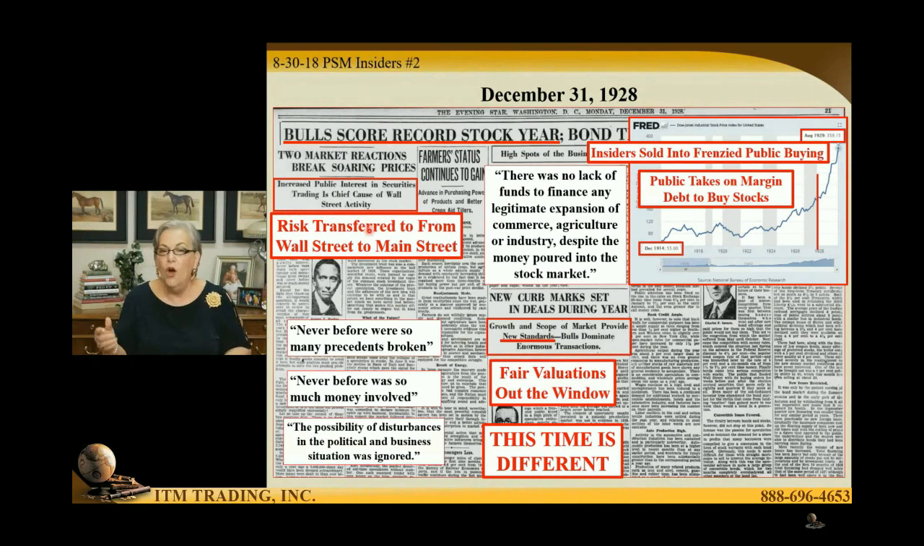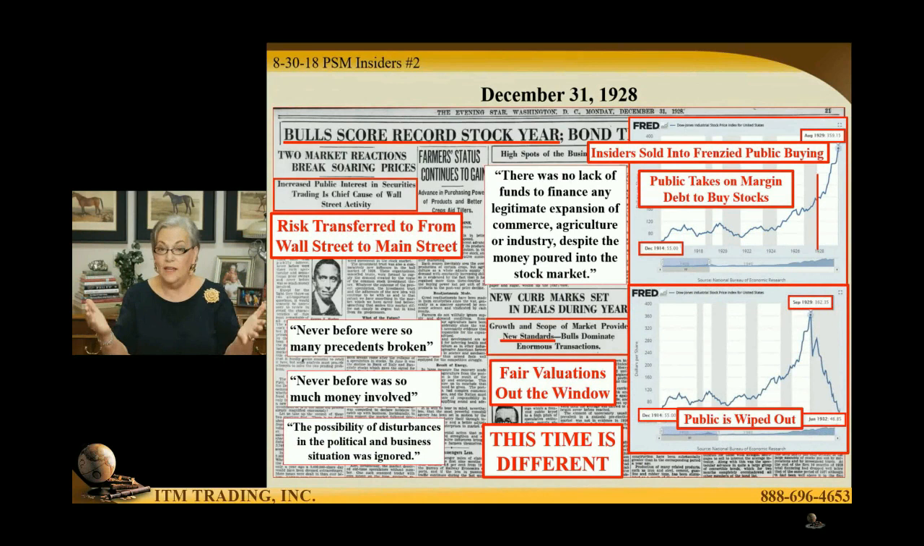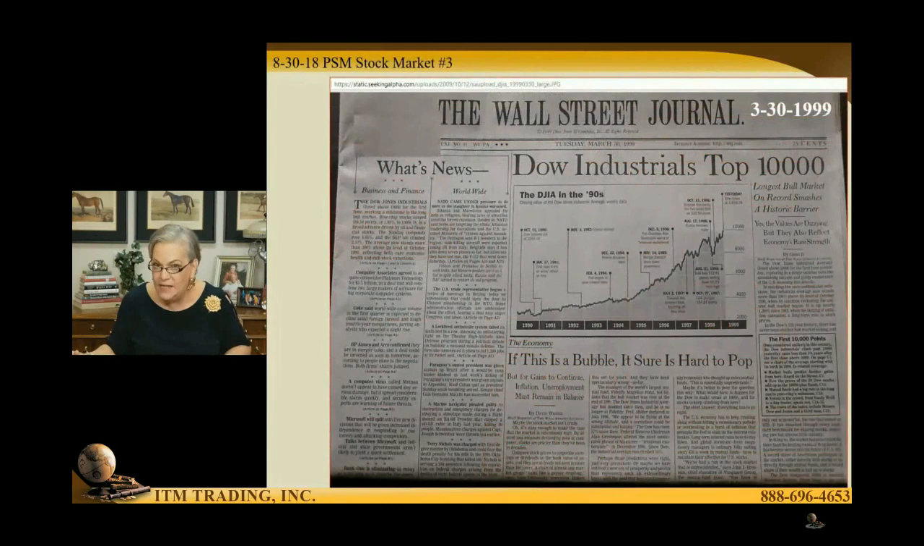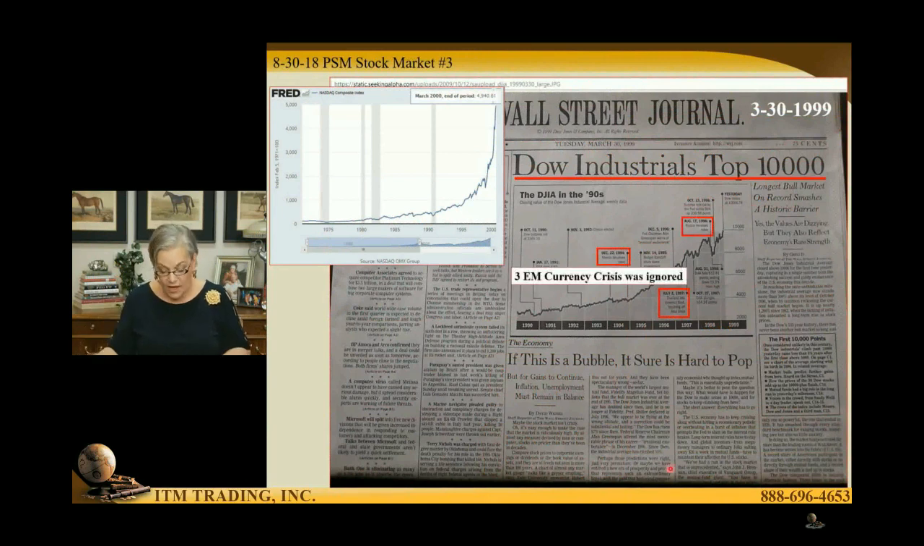Once enough risk was transferred from the few, from the guys that bought down here and knew what they were manipulating, to the many, to the public, well, what happened then? Obviously, the credit dried up, the markets imploded, wiping people out with it. But you know, they thought it was different this time. Was it? No, not different. Okay, well, let's look at 99, which was the second largest bull market in history. Same kind of behavior. Isn't that interesting?